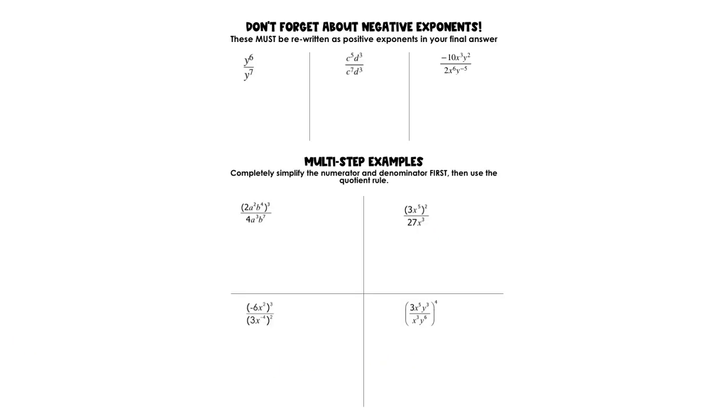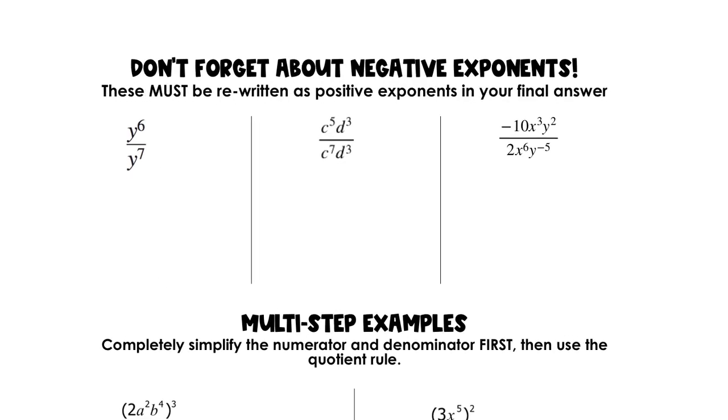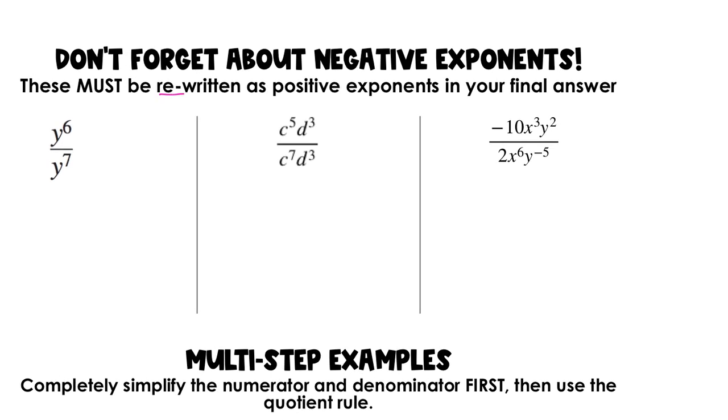Okay, the last page here, we're just going to look at some more examples that have negatives, and then we'll do some multiple step examples. So remember, negative exponents can always be a thing. So if you see them, just make sure you are rewriting them as positive exponents.